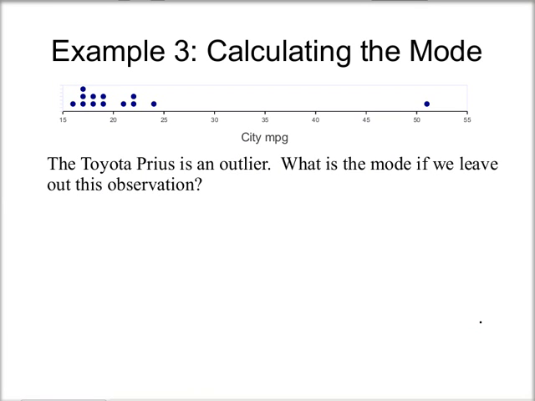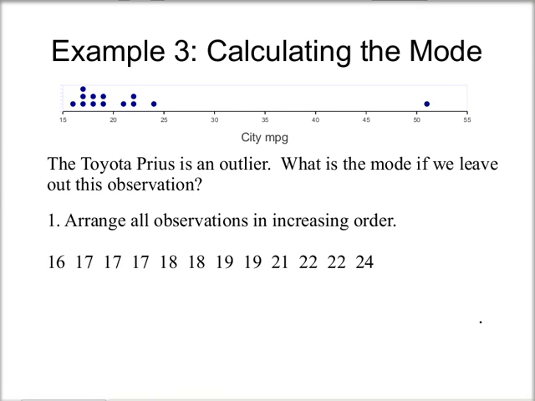Now what happens if we leave off the Toyota Prius and look at the mode again? Well, I've still got all of my observations arranged in increasing order, and I've left off the Toyota Prius, so my 51 is gone here. But that doesn't change the number of times any of the rest of these values occur. So 17 still occurs most often, and my mode is still 17 miles per gallon. So that doesn't change at all when we leave off the outlier.